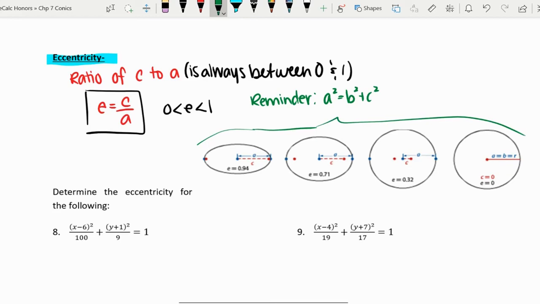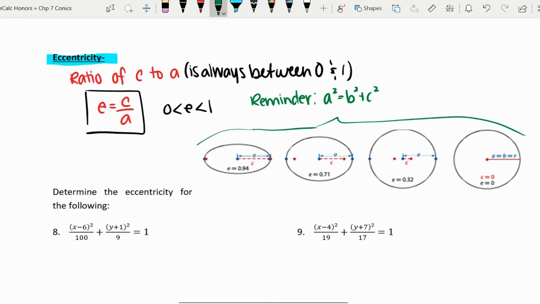We've graphed a couple ellipses now, and when the focus is really close to our vertex, that's when c and a are very close together. So that'll be an eccentricity closer to 1. Now, as the foci move closer and closer to the center, c gets smaller, so our eccentricity gets smaller. For circles, which we'll do an example of next, there's no foci. The center is just what we rotate around to create a circle. So technically, the eccentricity of a circle is 0.